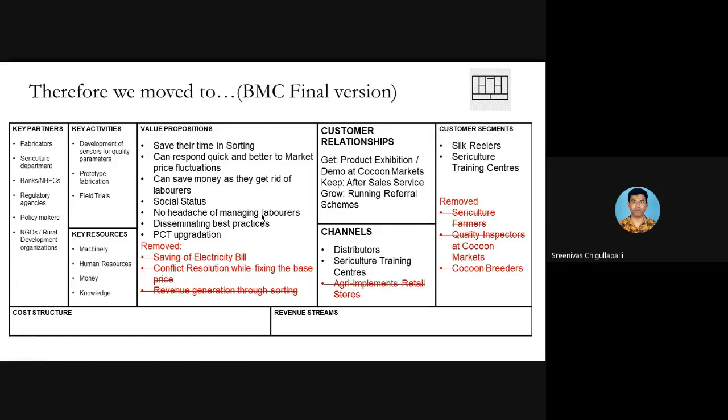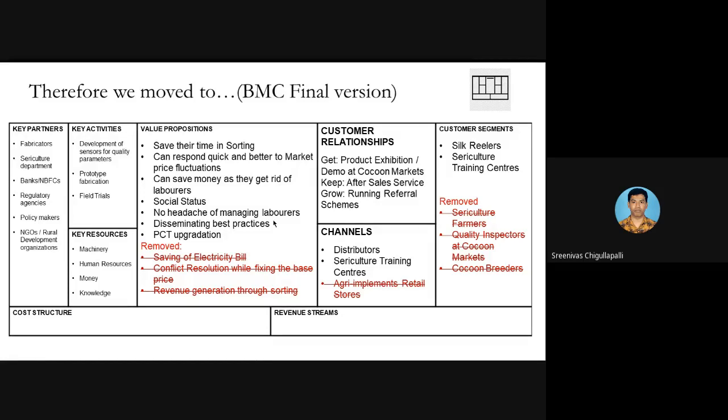Yeah, so in the end, we validated silk reelers, who are the traders that buy cocoons in the market, and sericulture training centers as potential customer segments. Farmers, quality inspectors and cocoon breeders we invalidated. We also found out how to get customer relations, for example product exhibitions or demos at cocoon markets, after-sales service to retain existing customers, and referral schemes to expand sales. Sericulture training centers can be one of our channels for expanding the proposed intervention. Some of the value propositions were invalidated based on the interviews. The activities involve development of sensors, prototype fabrication, field trials and so on. So finally, we came to silk reelers and sericulture training centers as our potential customer segments.